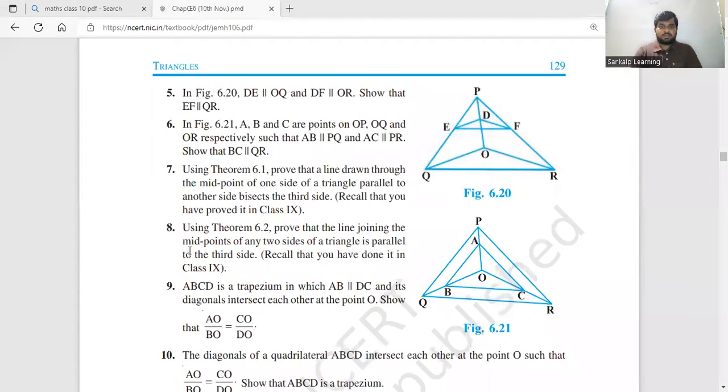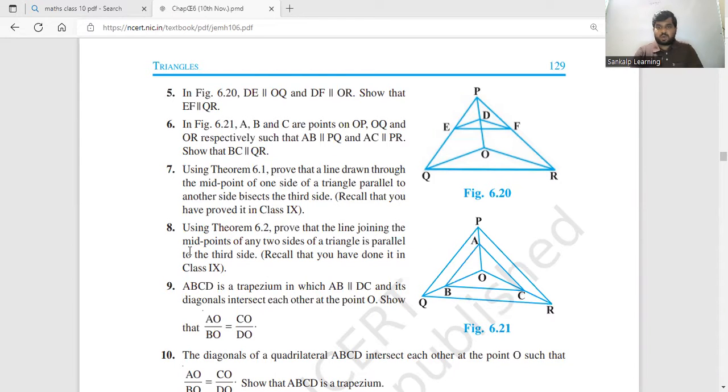So we'll continue with the exercise problems. That is the second exercise of the triangle. We had done a few problems in the previous video. So let's continue. In the previous video, we had solved up to the sixth question. We'll start from the seventh one.